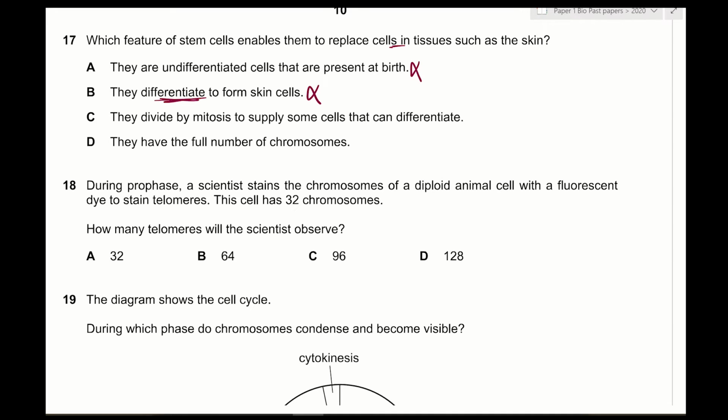C. They divide by mitosis to supply some cells that can differentiate. This is totally correct, because what happens? A stem cell here divides both into another stem cell, then a differentiated cell, or a cell that can differentiate. Therefore, we have a constant supply of stem cells. Otherwise, for B, we would definitely run out of stem cells. Therefore, C is the correct answer.